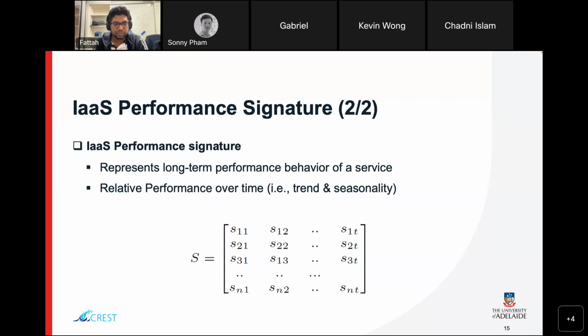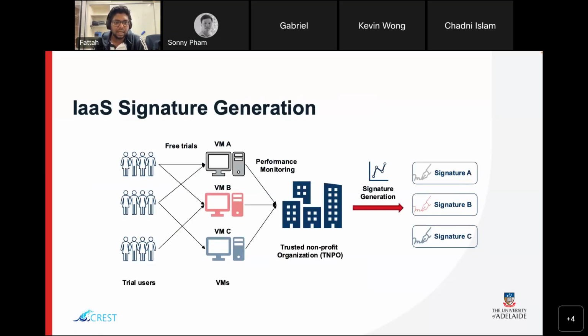Now the question is, how would you produce such a signature? So now I'm going to describe how we can actually obtain this kind of signature. Imagine there are three IaaS providers that offer three types of functionally similar virtual machines, A, B, and C. These providers also offer free trials. And there are past trial users who utilize these virtual machines to test their applications over a period of time. We would like to utilize the experience of these trial users to produce the signature. That means we want to capture the performance trend over time and the seasonality from this experience.